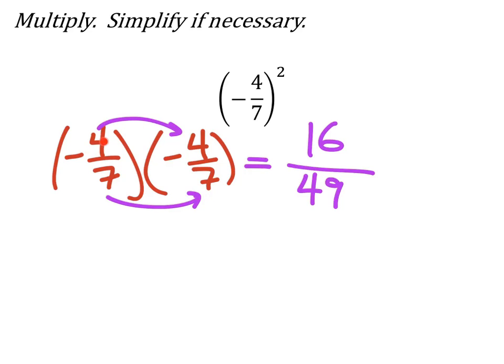Okay, so I can just multiply this one. 4 times 4 is 16. 7 times 7 is 49. And I feel pretty confident that this is my final answer.